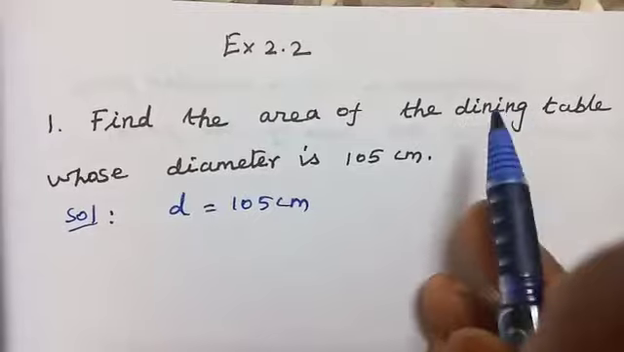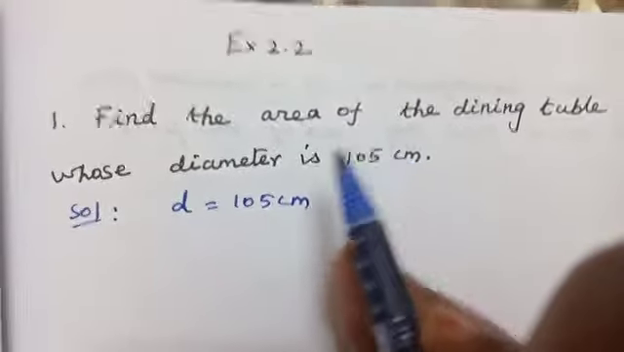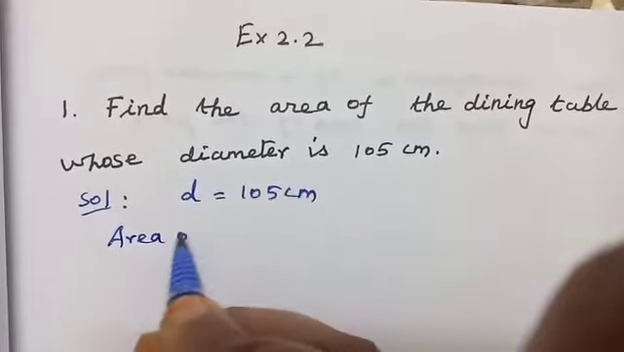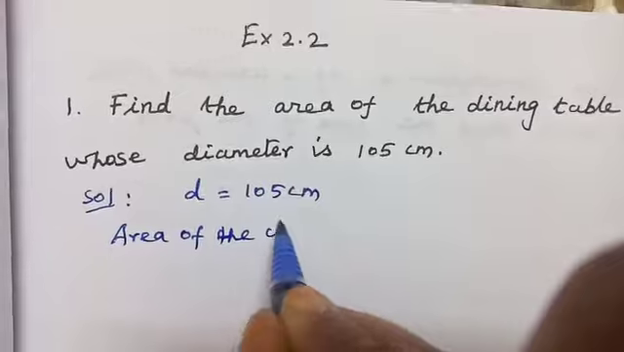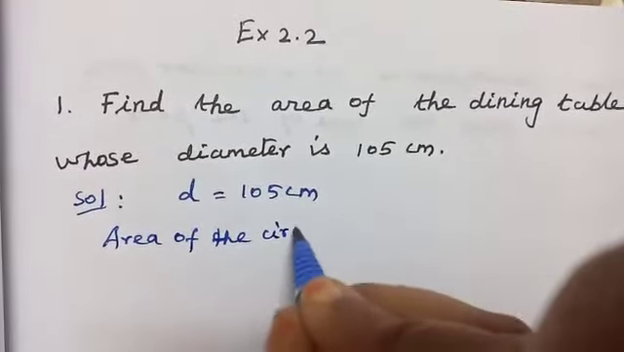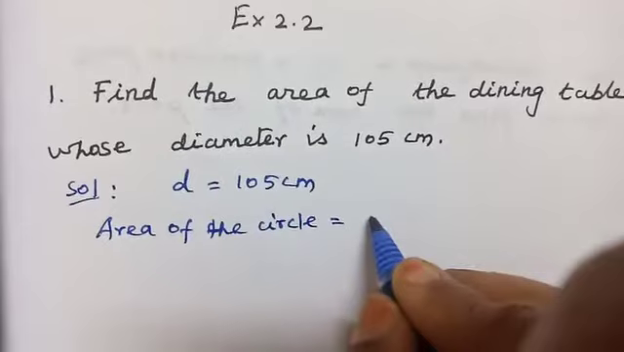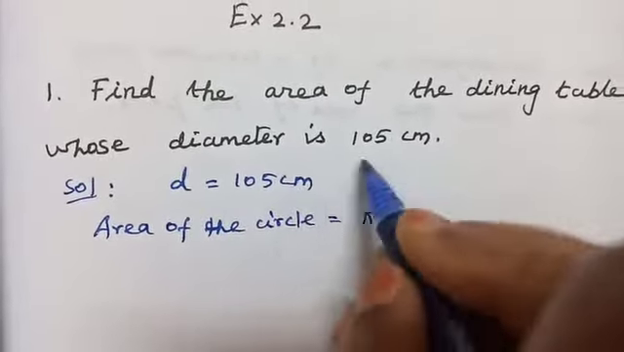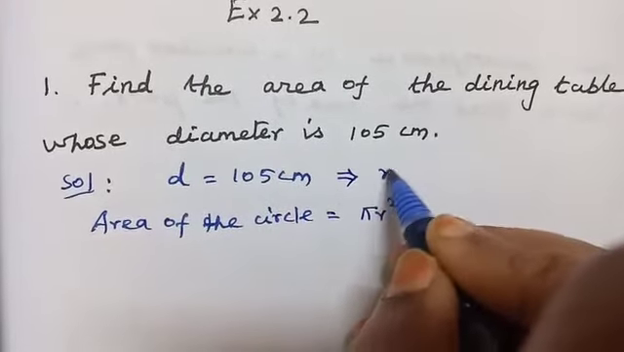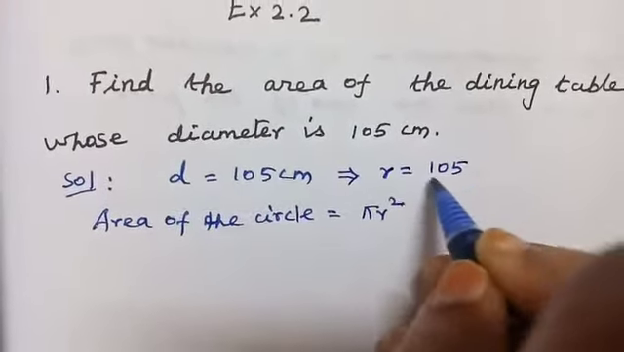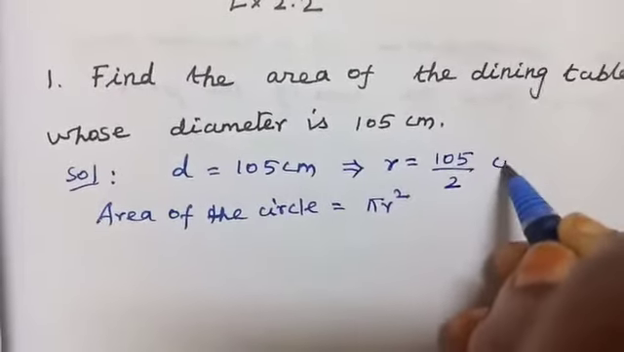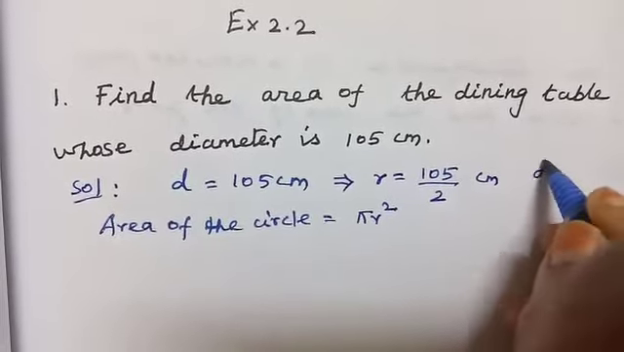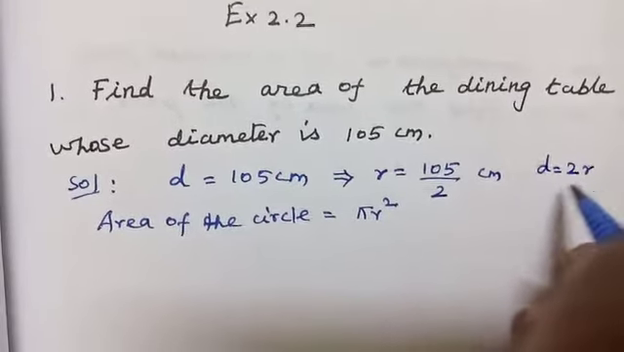So the dining table is in the form of a circle, so we find the area of the circle. First you write the formula, pi r square. But here only D is given. So D is 105 means R is equal to 105 divided by 2, because we know the relationship between diameter and radius: D is equal to 2R, or R is equal to D by 2.